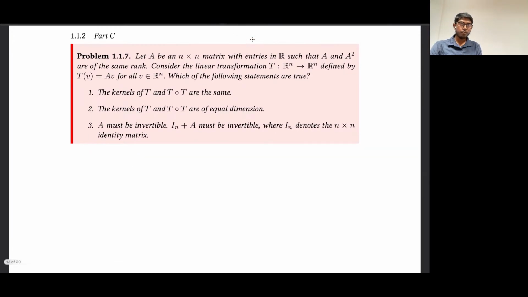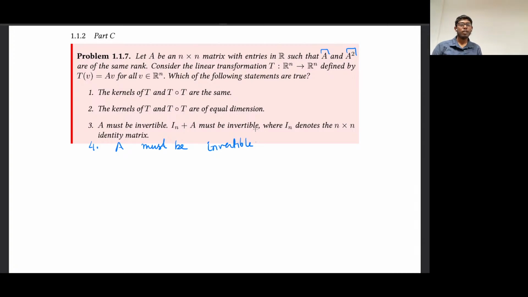Right. So the problem is, let A be an n cross n matrix with entries in R. So A is in Mn(R), real matrices, such that A and A square are of the same rank. And consider the linear transformation T from Rn to Rn defined by Tv equals Av. Which of the following are true? So we need to talk about the kernel of T and T compose T. Another option is A must be invertible. Let's add that as option 4: A must be invertible.